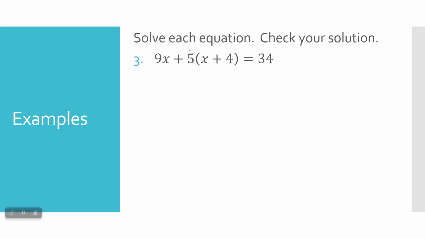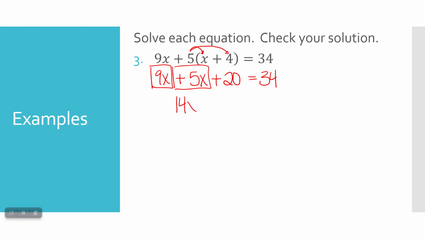So in example 3, we're going to distribute the 5 through the parentheses. I'm going to bring down the 9x. We get plus 5x plus 20 which equals 34. Now our like terms are both of the terms that have the x on them, 9x and 5x. That's 14x plus 20 equals 34. And here is our two-step equation.